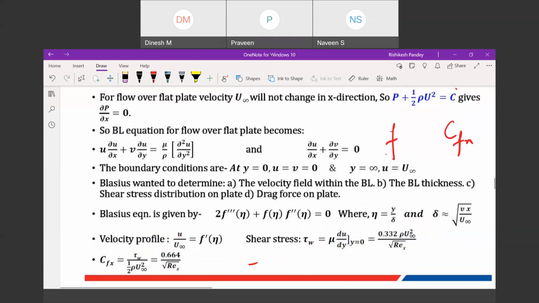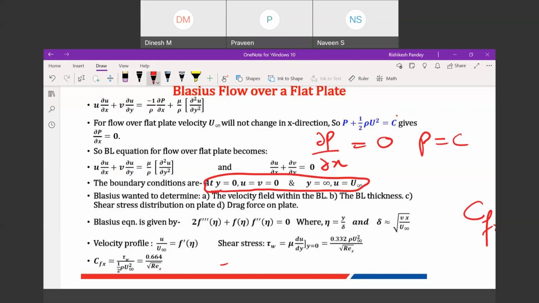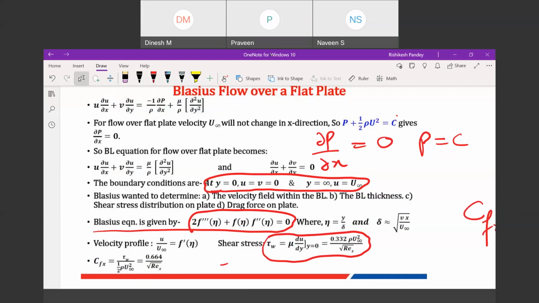So in this particular slide, the important points we have covered are: related to pressure gradient, dou P by dou x, the pressure gradient in the x direction is 0. Pressure is constant. This is the first thing. Second is the boundary conditions for flow over a flat plate. Third is the Blasius equation, its order and whether it is linear or non-linear. It is third order and non-linear. Then another is the equation for shear stress at the wall, and the skin friction coefficient at any location on the plate. Done.